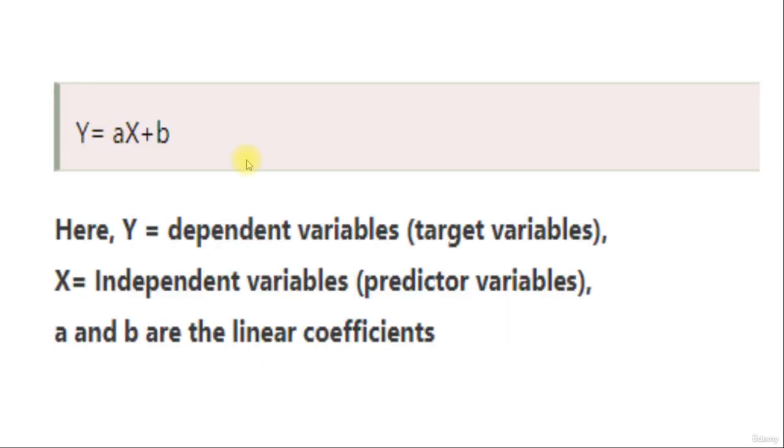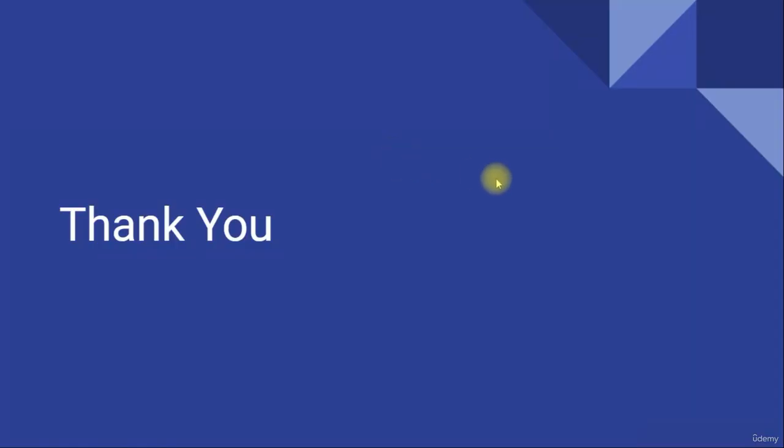We are basically trying to draw the simple equation of a straight line: y = ax + b. So y will be the dependent or target variable on the y-axis, and x will be our independent variable. a and b are basically the coefficients. This is very similar to the equation y = mx + c that you studied in coordinate geometry in your high school mathematics. So if you are clear with that concept, linear regression will be very easy for you.